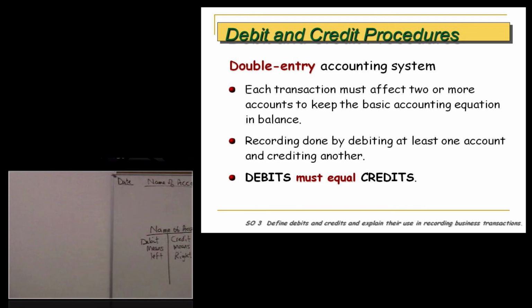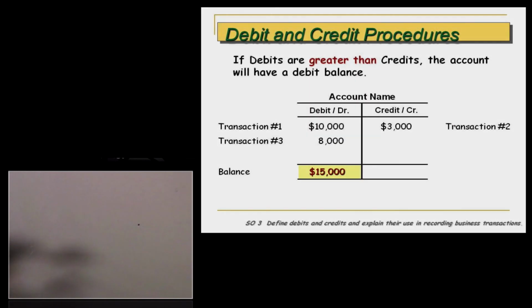Okay. As previously stated, double entry accounting says every transaction affects two or more accounts, and we are always in balance. Debits must always equal credits. You have to remember that. Debits must always equal credits. All right.